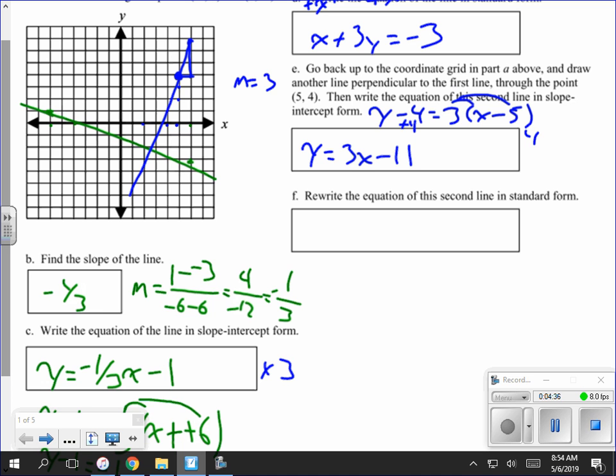And then rewrite the second line in standard form. Not a problem. All I have to do is move my x's over. I don't have any fractions, so I don't have to get rid of the fractions. All I have to do is subtract 3x from both sides. -3x plus y equals -11.